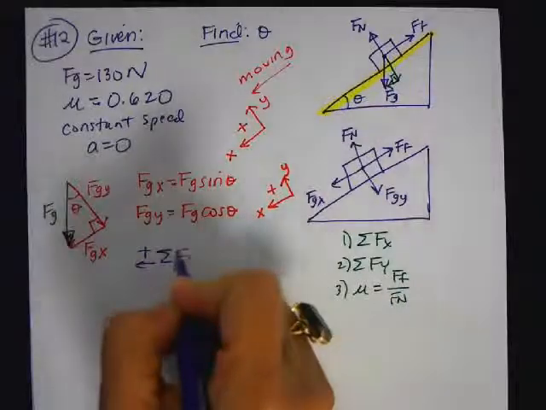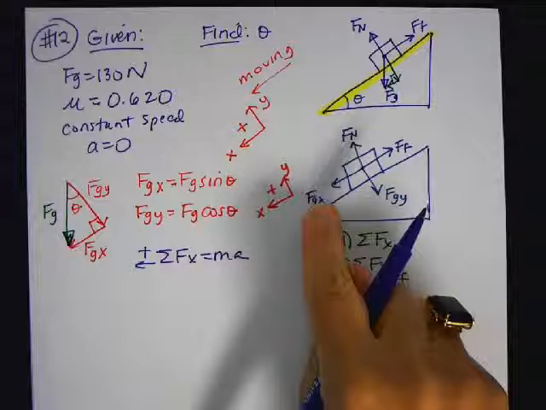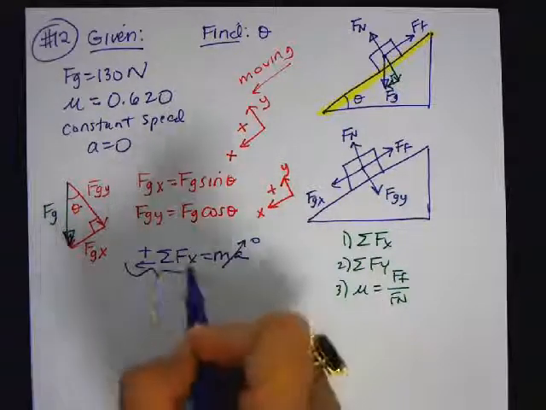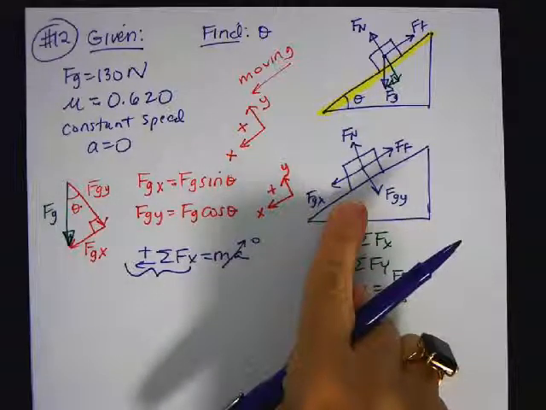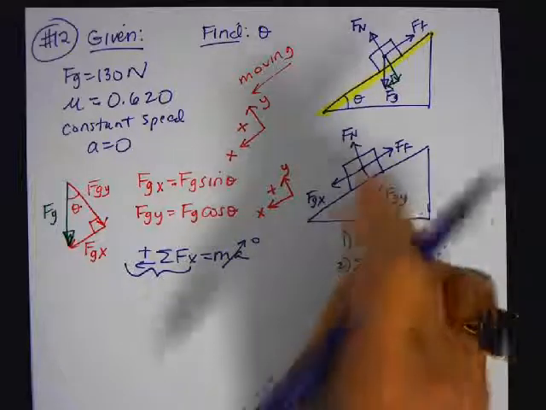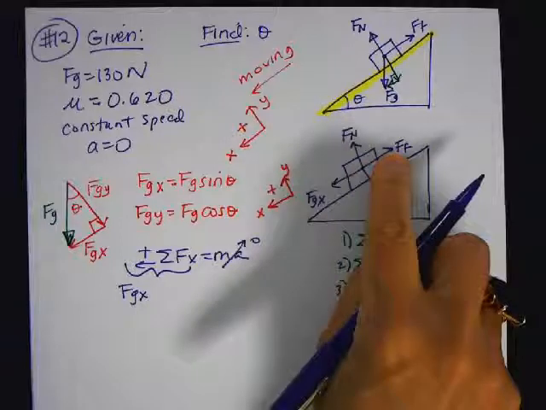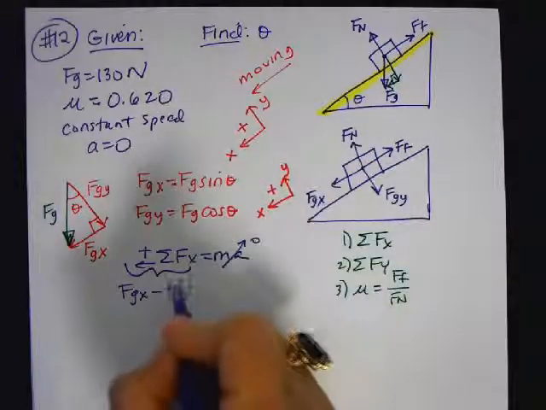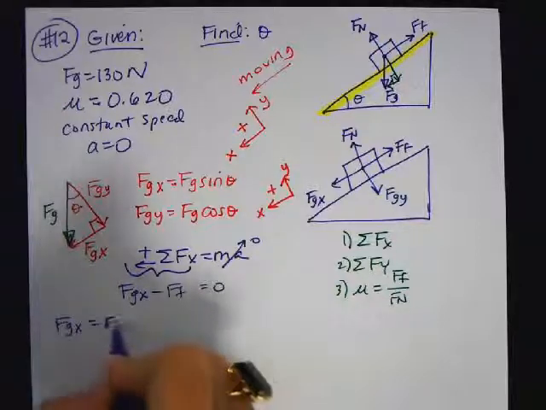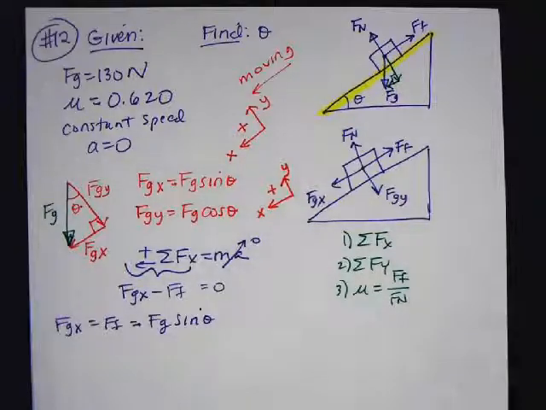So the summation of F of x is equal to ma. Is this block accelerating down the incline? No. It's moving at a constant speed, so this is 0. Now I'm going to replace this with all my forces going in this direction. So I look at my free body diagram. FGX is positive. F of F goes in the opposite direction, so that's negative, and that's equal to 0. So FGX is equal to F of F, which is equal to FG sine of theta.